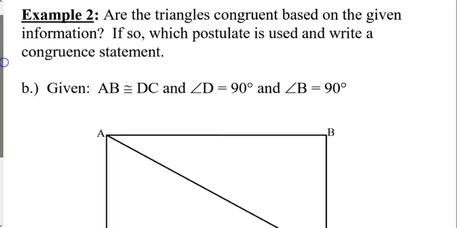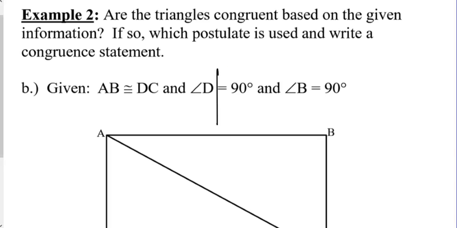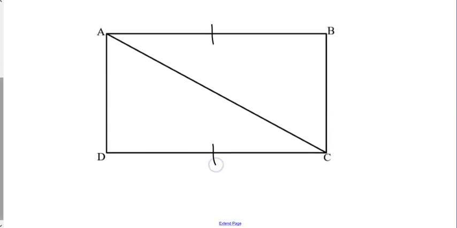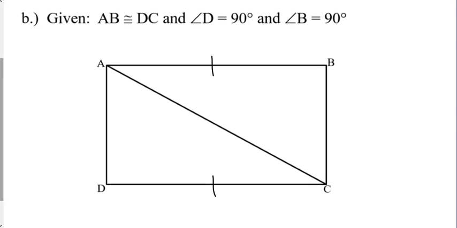Okay, example 2. Are the triangles congruent based on the given information? Same thing. Given AB is congruent to DC. Angle D is a right angle. Angle B is a right angle. And AC is not given, but we know it's congruent to itself. Well, what is AC? AC is the hypotenuse. And here we have a leg.